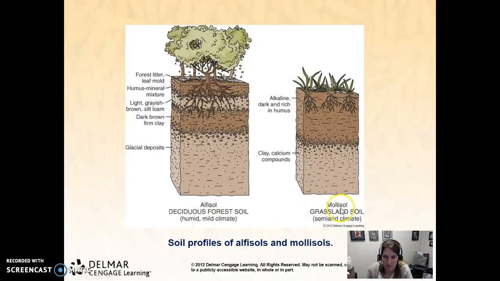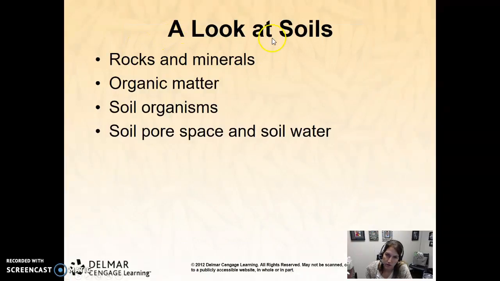All right, so this is if you were looking at a forest soil and they have a humid to a mild climate. But if you switched over here to the grasslands, you see that mollisol, which is the word that we just highlighted. They have clay and calcium compounds, and they are rich in dark soil and rich in humus, which is a great nutrient for plants to grow. And you can see that this is grass with a few rocks. All right, so when we look at soils, we look at rocks and minerals, the organic matter, the soil organisms, soil pore space, and soil water.